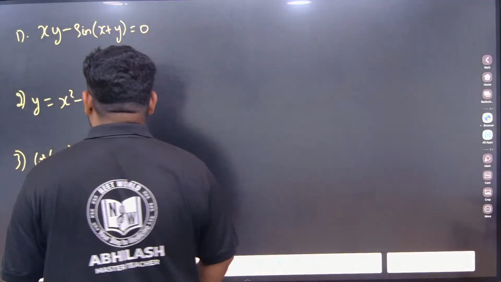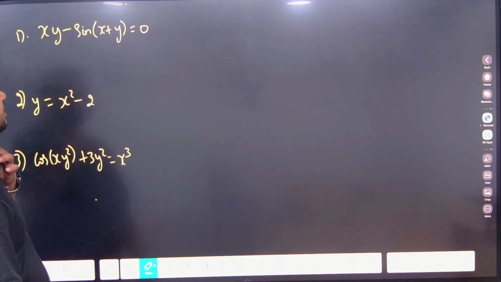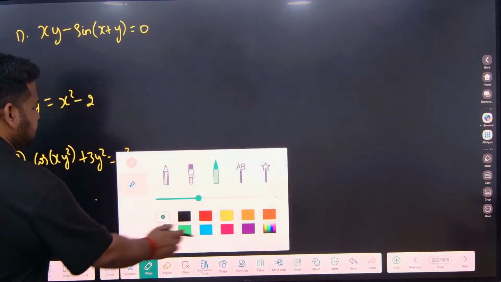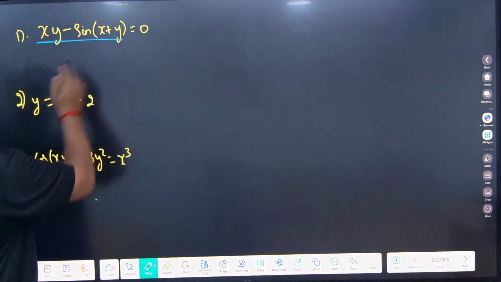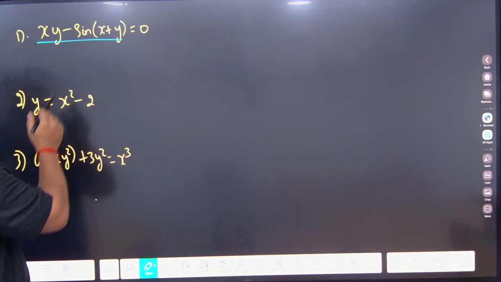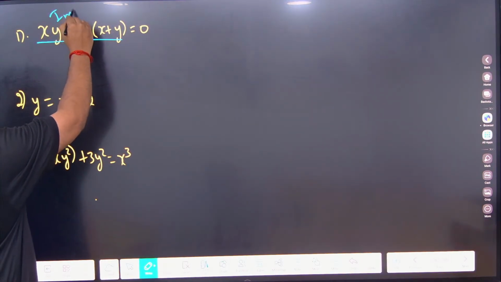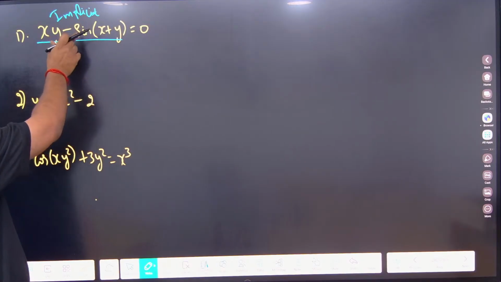Now, if you take up this question, they have given xy minus sin of x plus y is equal to 0. This is the question that is given here. Now, in xy minus sin of x plus y, you definitely cannot write y is equal to something. First, let us identify whether it is implicit or explicit. So definitely this is an implicit function.